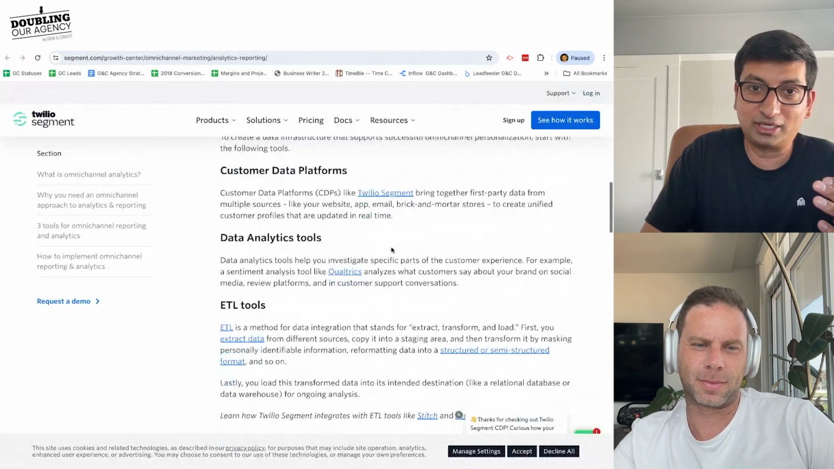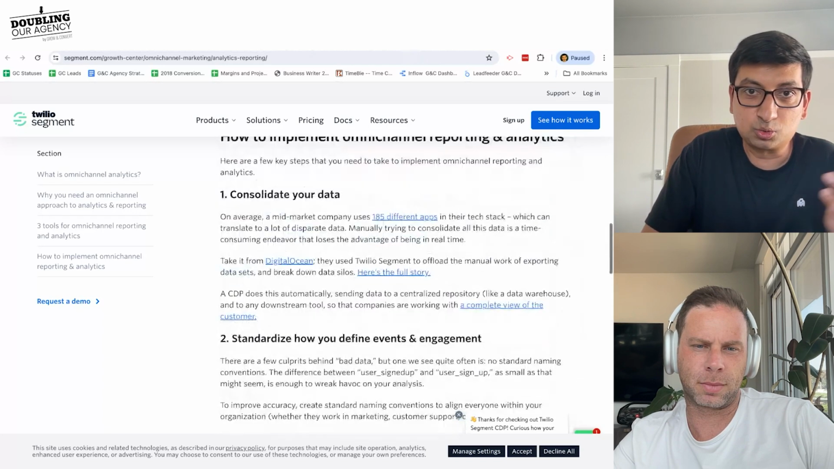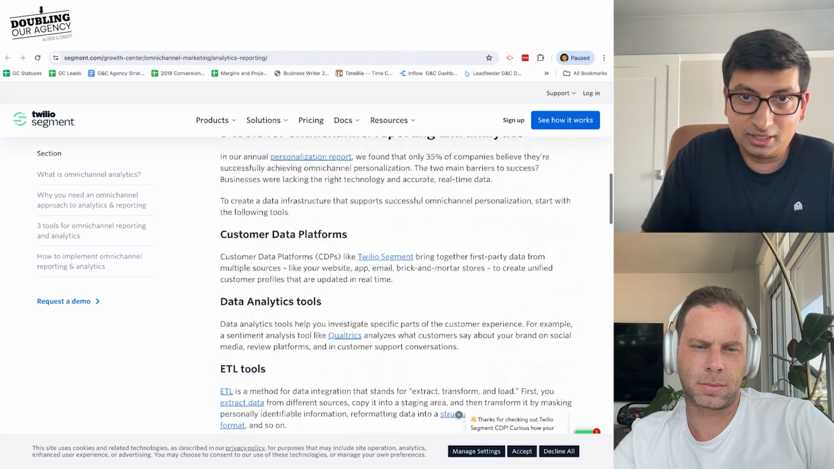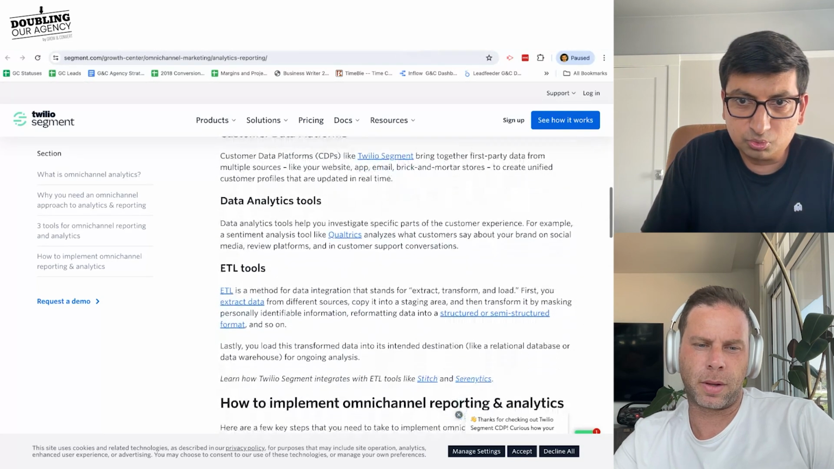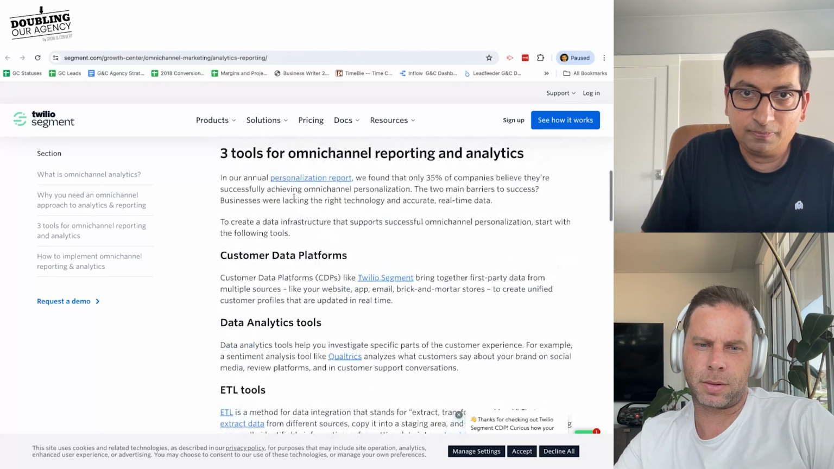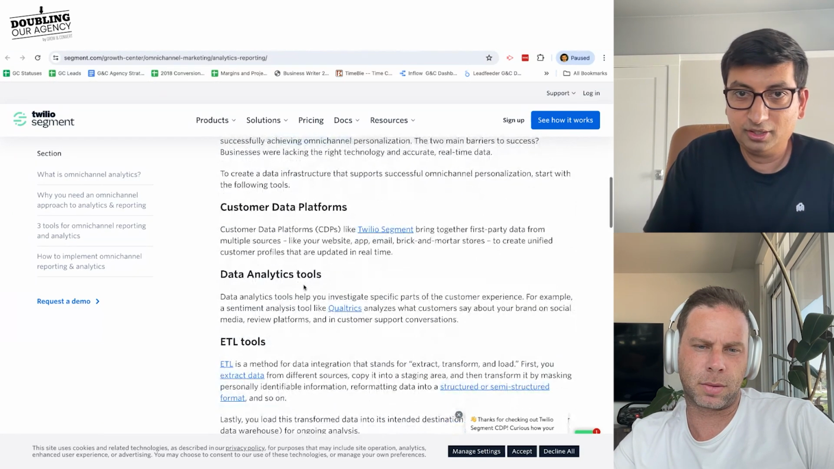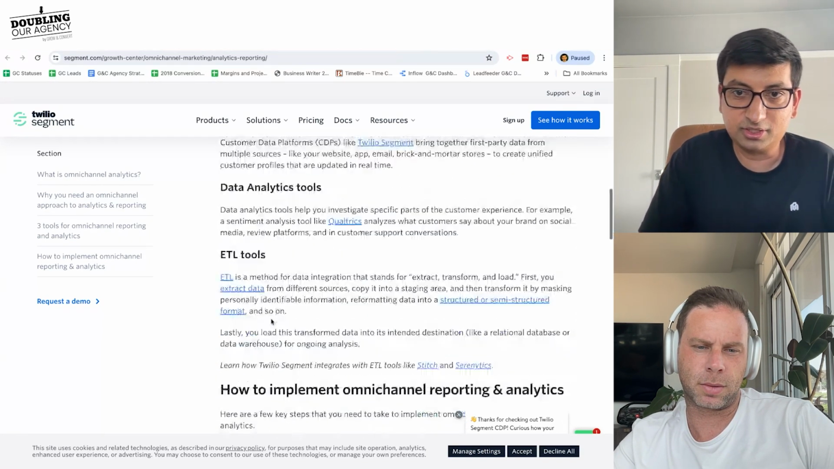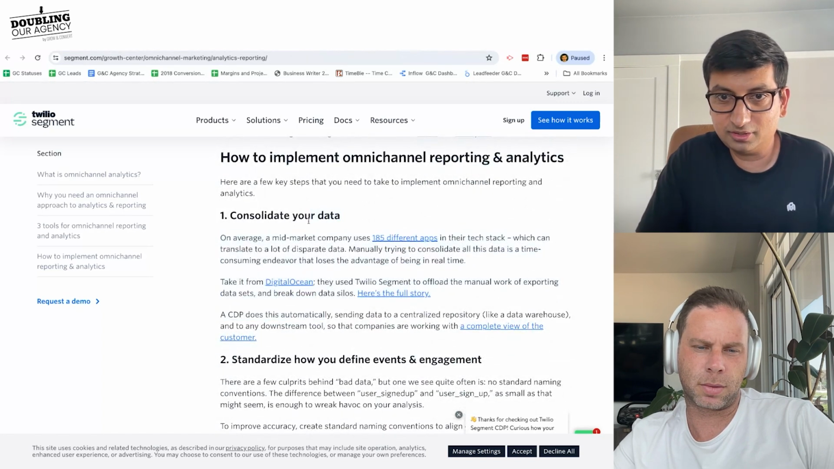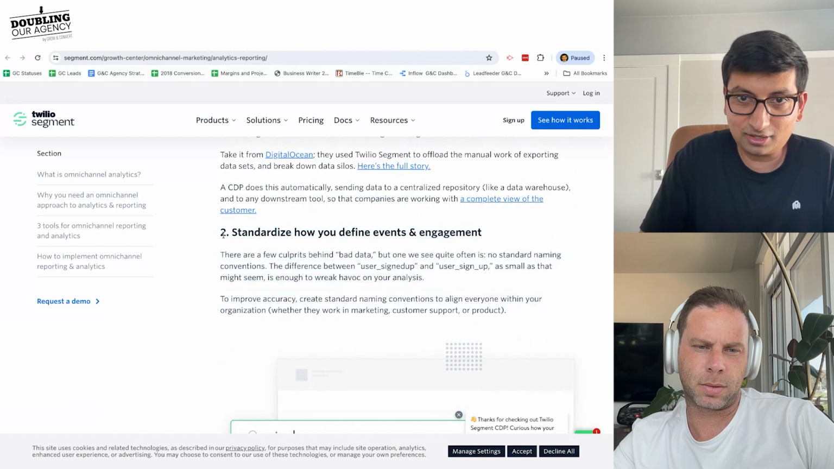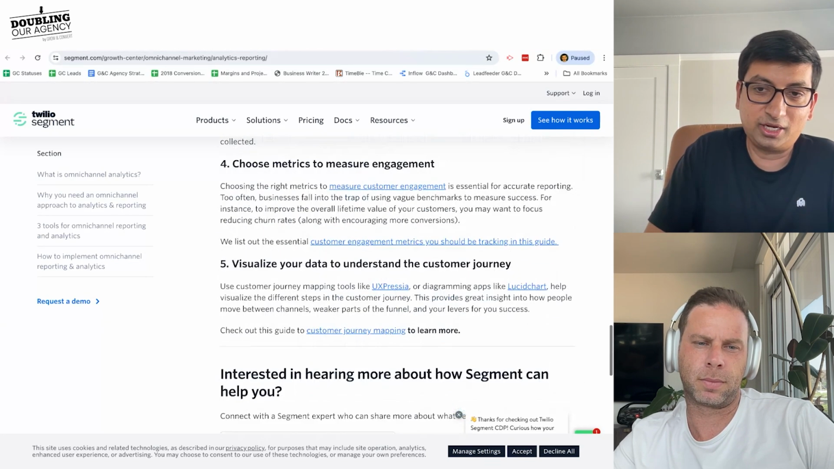And if we scroll through the Segment post, they don't actually sell Segment. There's somewhere where they say to use some different tools. Oh yeah, there are 3 tools for doing it. There are customer data platforms like Segment, there are data and analytics tools like Qualtrics, and there are ETL tools like these other ones. And then they just say how to implement it, consolidate your data. Oh, I guess they do say standardize how you're going to do it. But we talk about how that actually works and creates a single view.